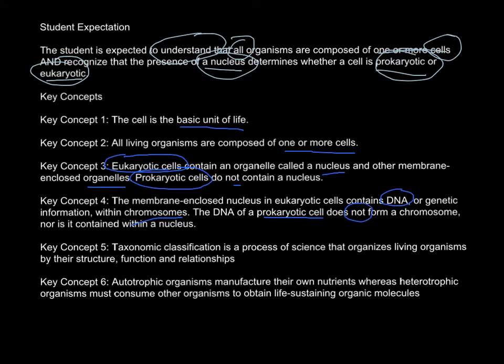Key concept 5. Taxonomic classification is a process of science that organizes living organisms by their structure, function, and relationships. And finally, key concept number 6, autotrophic organisms manufacture their own nutrients, where heterotrophic organisms must consume other organisms to obtain life-sustaining organic molecules. So make sure in your Cornell notes that you are writing down these key concepts, and make sure that you're using your left column for vocabulary words, and at the end, House of Rigor questions.